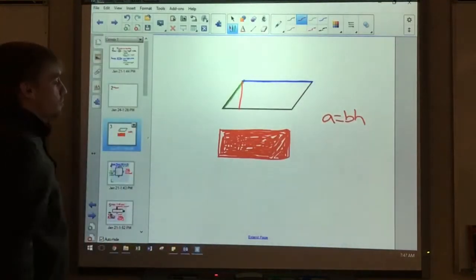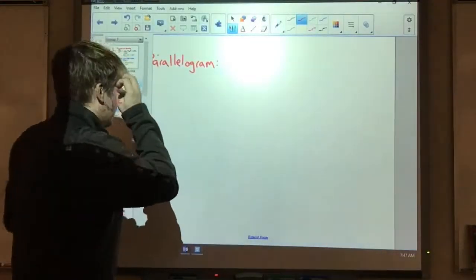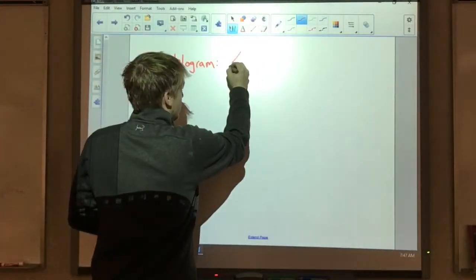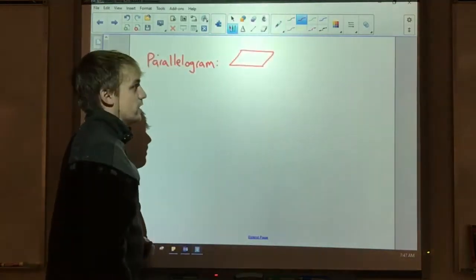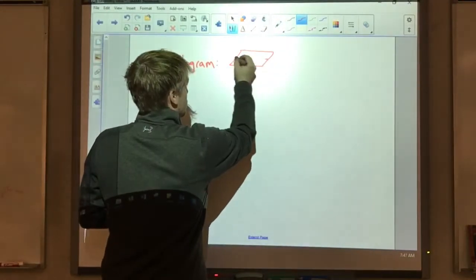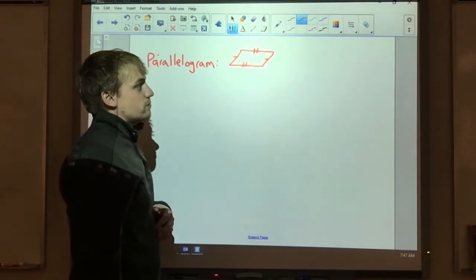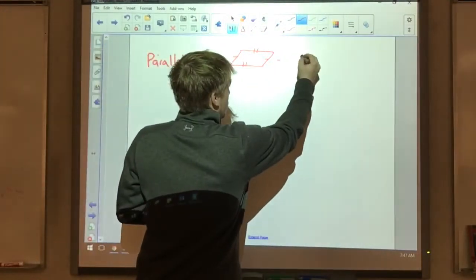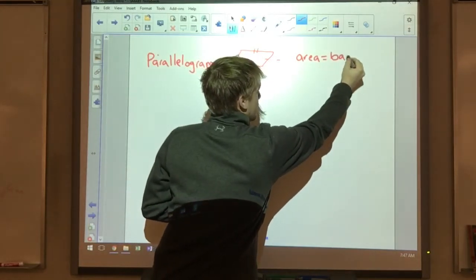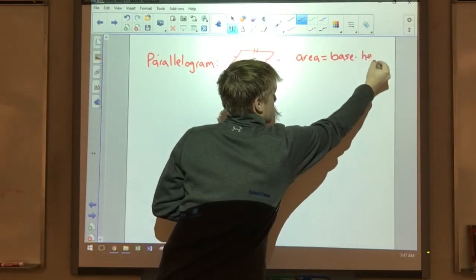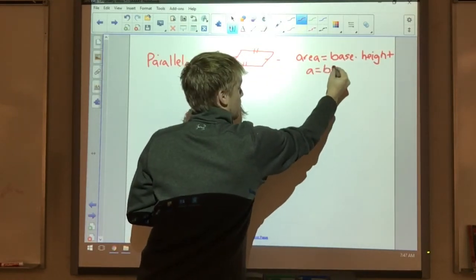So in your formulas page, continuing down that formulas page, let's add this formula to it. Now that's a parallelogram. This side is equal to that side, this side is equal to that side. And the formula is area equals base times height.